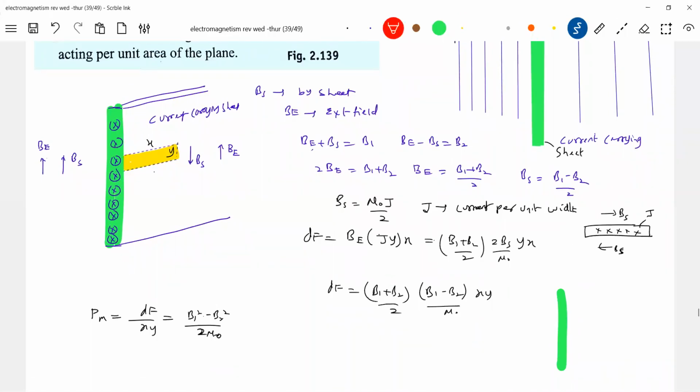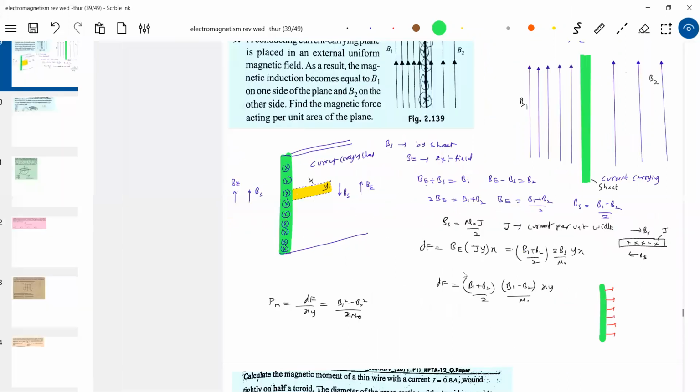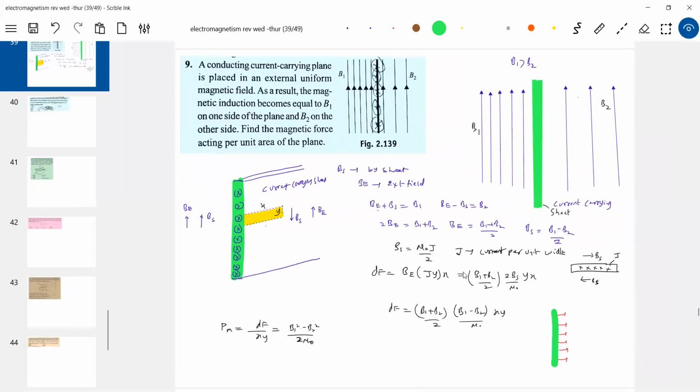Everywhere S. 2 will not be there in the denominator, sir? It gets cancelled. No, I replaced 2 BS. Check once, 2 BS I replaced. Yeah, 2 BS I wrote, B1 minus B2. Okay, sir. That last diagram, the arrows I'm showing, that is what the force is.